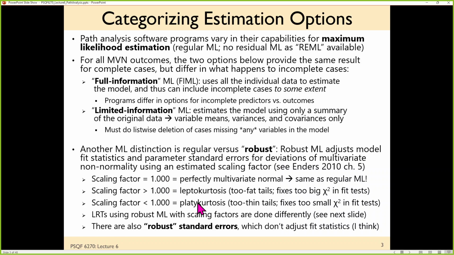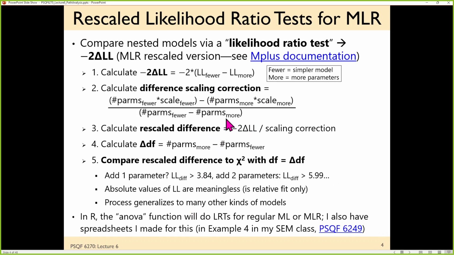But it simplifies to regular ML if you have multivariate normal data, so you can think of it as a default. So you'll see a couple examples that have this version of the estimator, in which case you would have to do likelihood ratio tests a slightly different way. The formula for those is a little bit more complicated, as shown on slide 4.